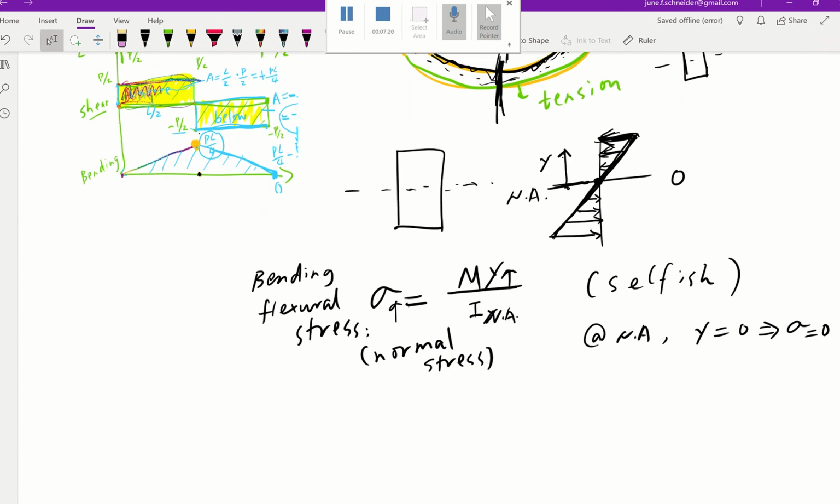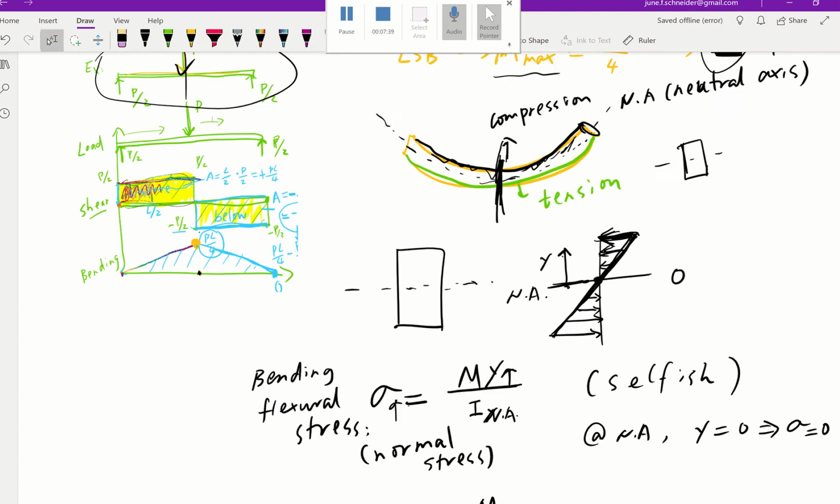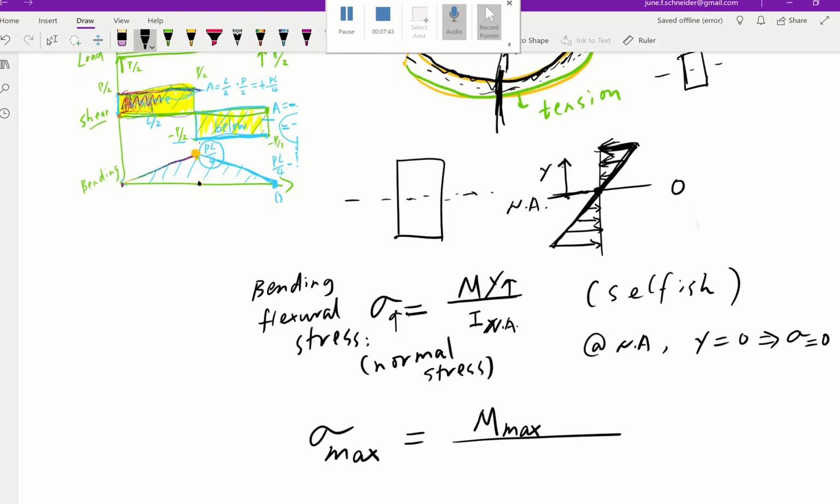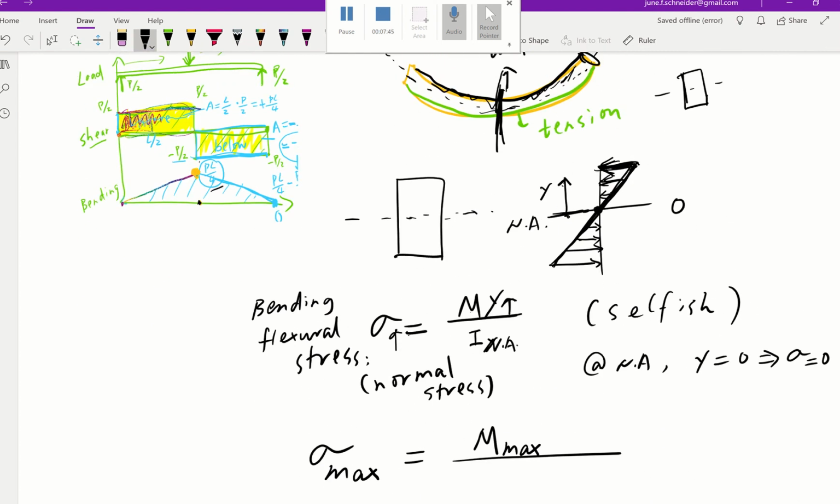Before we look at the example, I'm going to introduce another concept. What we're most curious about as engineers is finding the maximum bending stress. This maximum bending stress happens at the maximum bending point. For this example, that will be right at the midpoint of this bar, where you have the maximum bending moment, which is PL over 4.